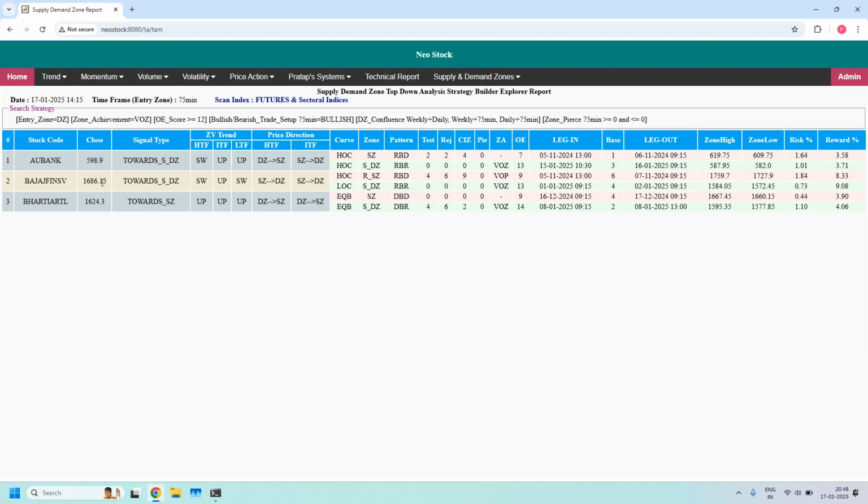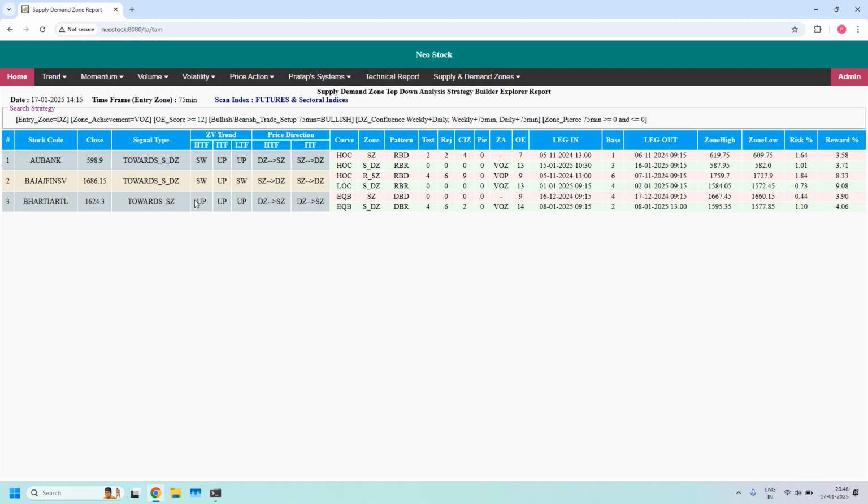Earlier we have seen all the 3 are having ITF confluence. Now all these 3 are also having HTF confluence. That means all these 75 minutes demand zones are part of the daily demand zone, and both together are again part of the weekly demand zone. And the weekly trend is up in only Bharti Airtel. If this is having weekly EMA confluence, it is an even higher probability trade setup supported stock.